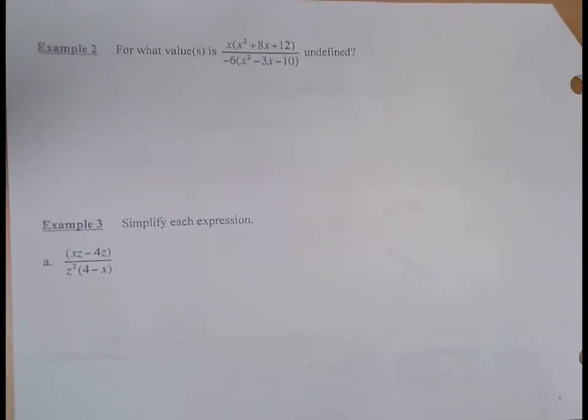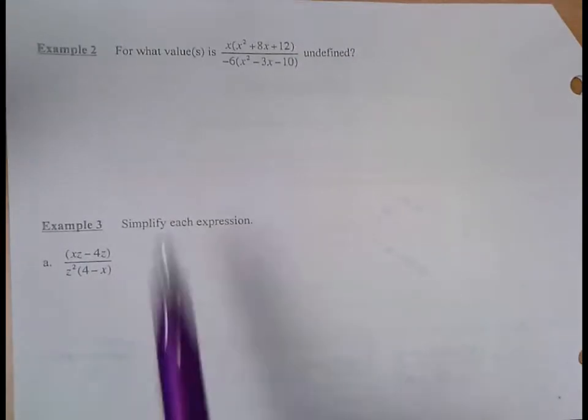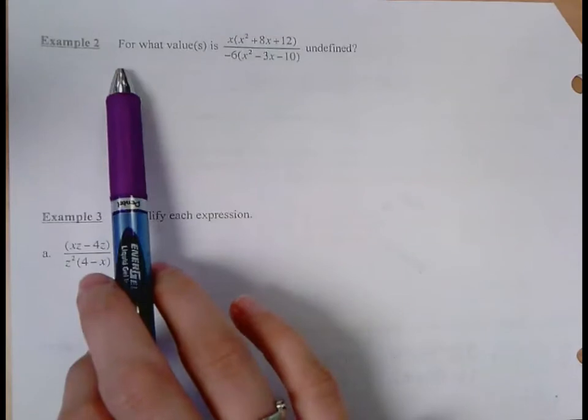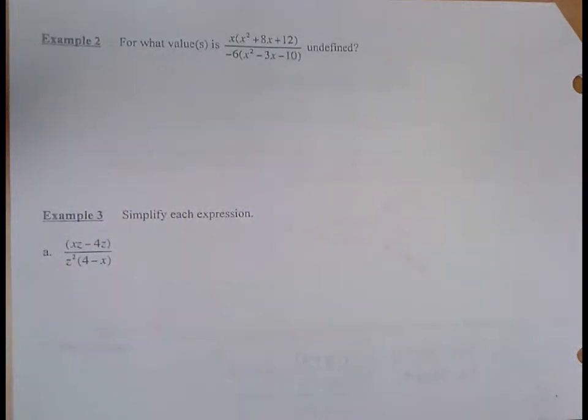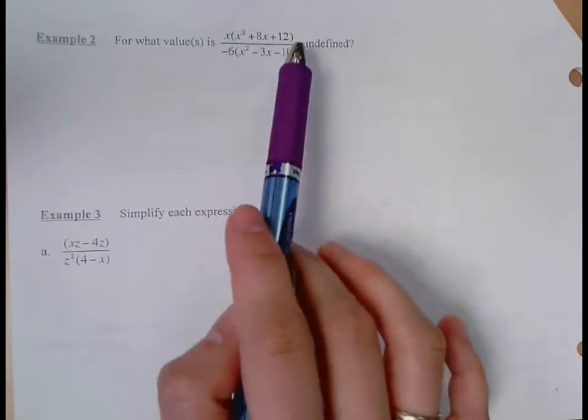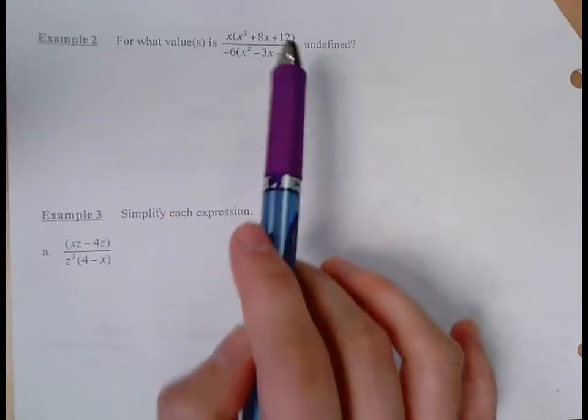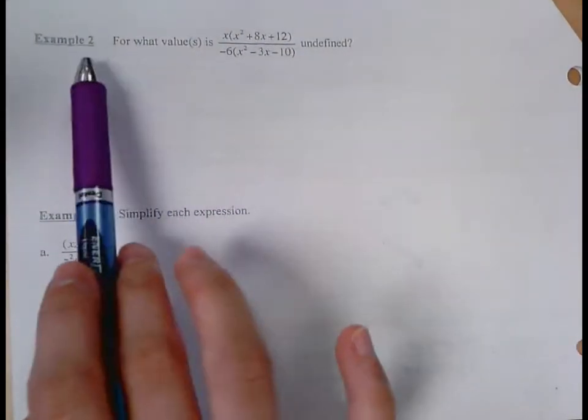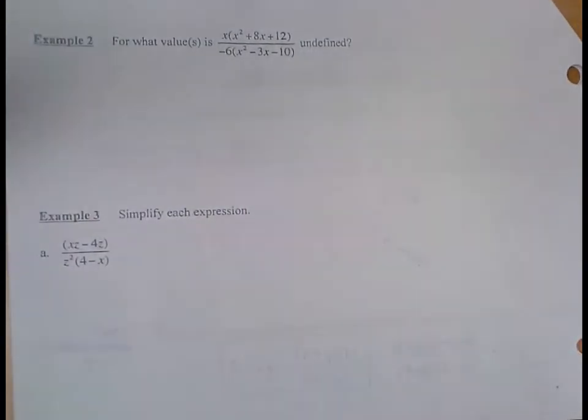For example 2. Example 2 asks a similar question to the second part of what we did under example 1. But notice I included this example for a reason. It doesn't say anywhere in the directions that you should simplify the expression. So what I usually see students do is they would read this question, simplify this, and then find where it's undefined. If it just asks you where is this undefined, do not simplify it.